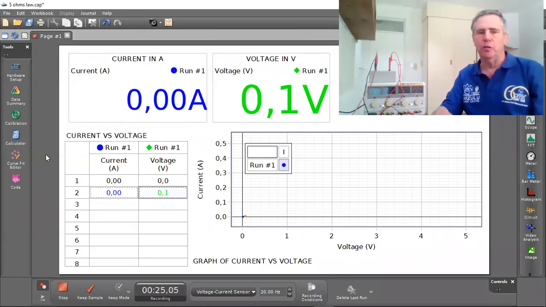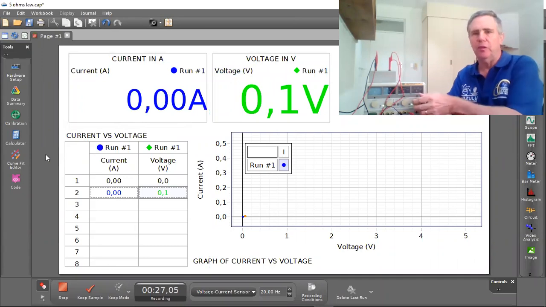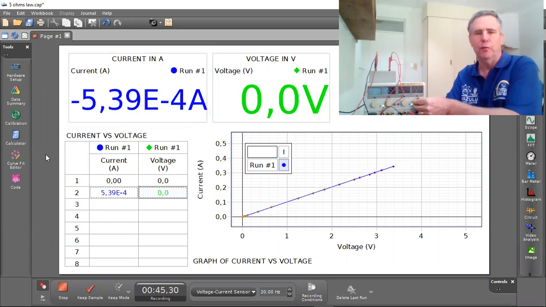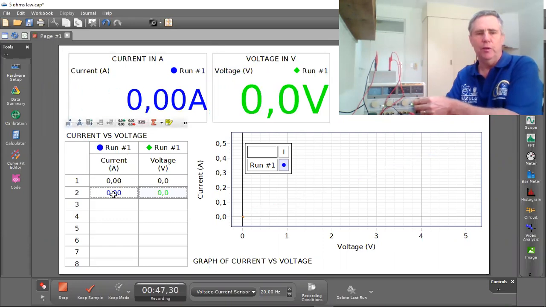When I switch the system on, I want you to see that it's actually taking live readings. And as I increase the voltage, you can see the voltage and current increasing. And you can see on the graph, it seems that we have a linear, directly proportional relationship. But of course, we want to test that, and we want you to be able to draw the graph yourself. Notice that the values in the table here are live. They're changing. And when we get to the voltage we want, I tell it to keep the sample.